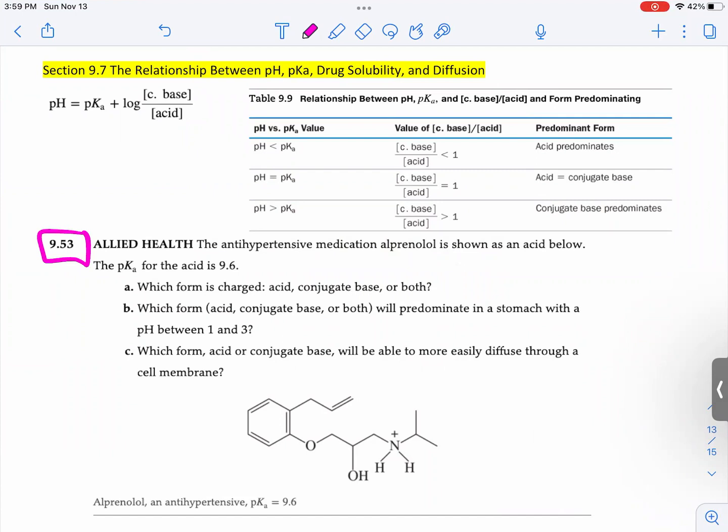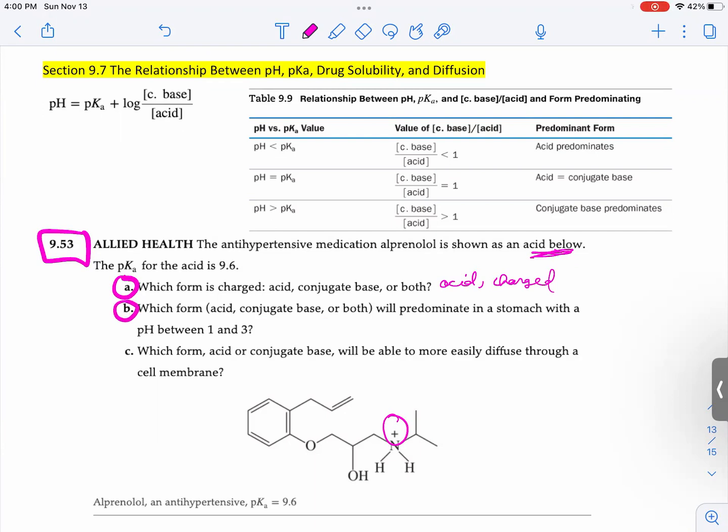So we're told in A that this is an acid. It's telling us that in the problem. And if we look, there is a charge there. So the answer here is this is an acid and it's charged.